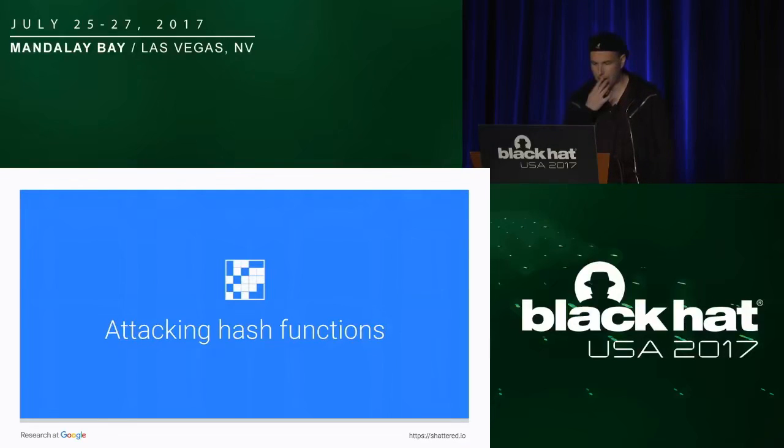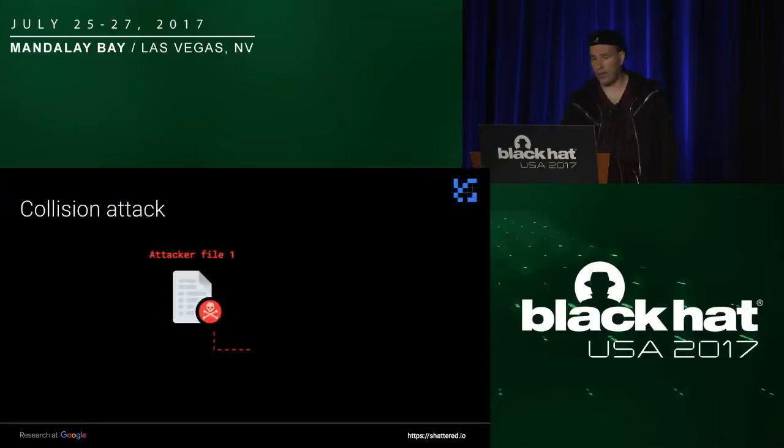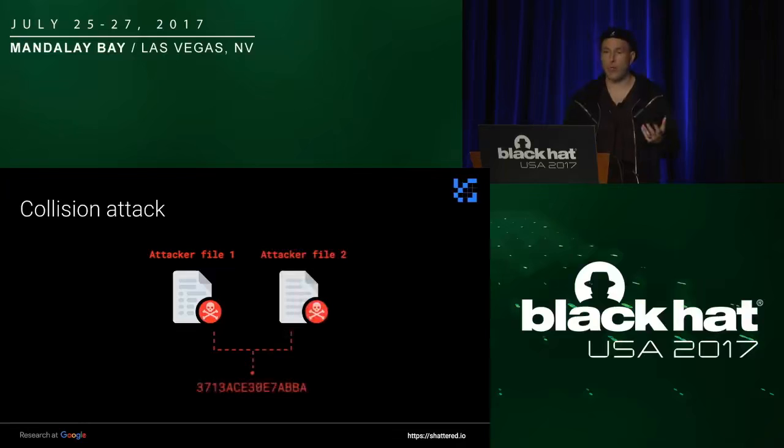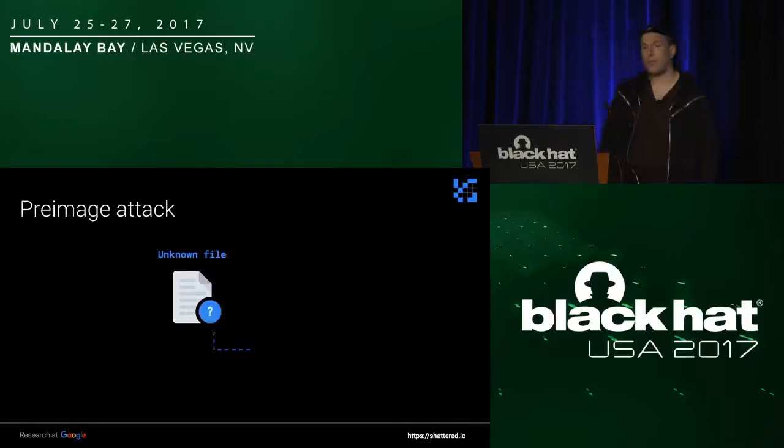Okay, so how do you attack a hash function? Well, as I said, there are 3 types of attack. The first one is called a collision attack. That's the one we're going to talk about in detail today. The idea is the attacker has one file, and his goal is to create a second file which hashes to the same hash, right? So 2 files will have the same hash. That's the collision attack. A pre-image attack is a little bit different.